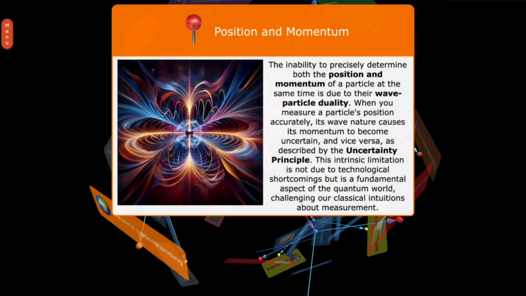The inability to precisely determine both the position and momentum of a particle at the same time is due to their wave-particle duality. When you measure a particle's position accurately, its wave nature causes its momentum to become uncertain, and vice versa, as described by the uncertainty principle. This intrinsic limitation is not due to technological shortcomings but is a fundamental aspect of the quantum world, challenging our classical intuitions about measurement.